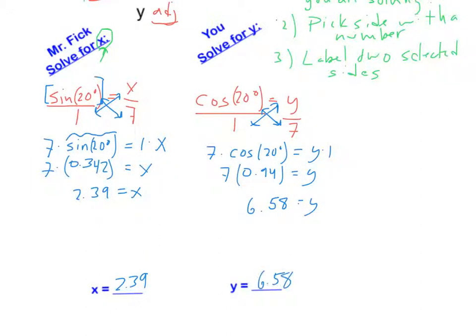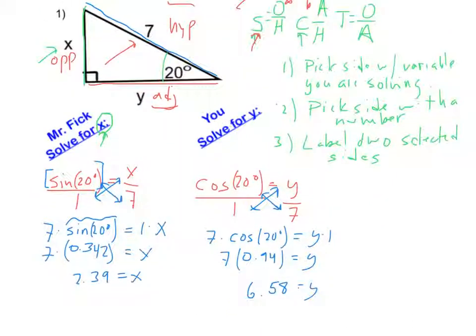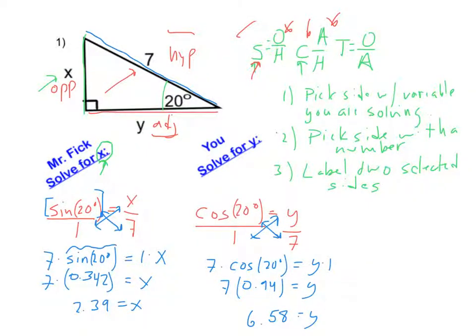Now, one way I can check for reasonableness on this is side y is the adjacent side. So if I write in 6.58 over here, it seems like it's pretty plausible it could be 6.58. Now, if I'd solved this and gotten 20, that'd be a problem, because that would make this side longer than 7, and that doesn't make sense. The hypotenuse is always the longest side.